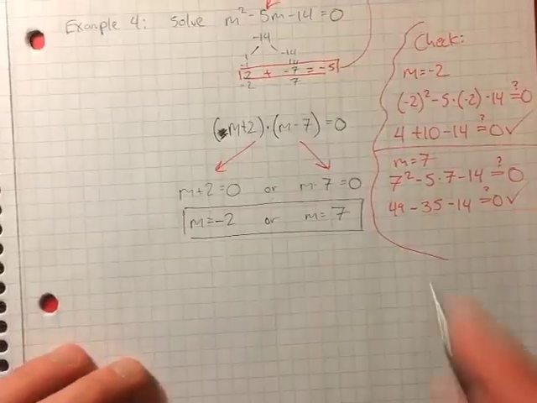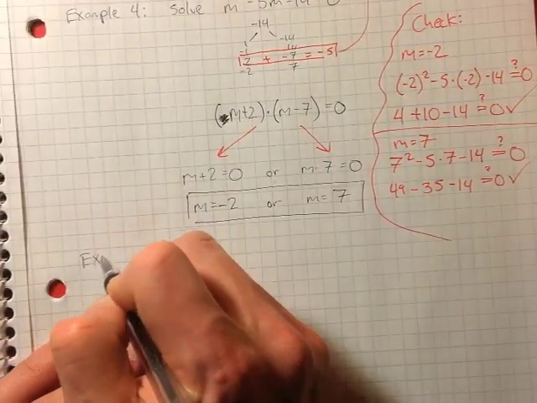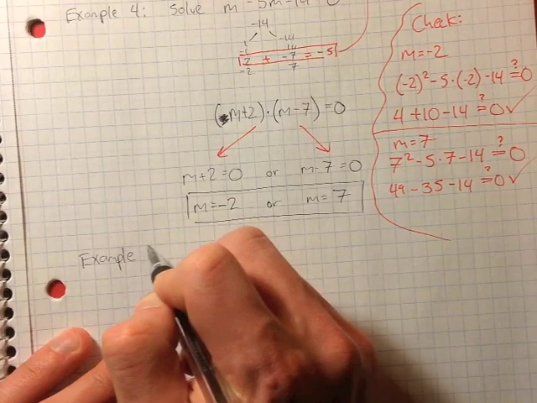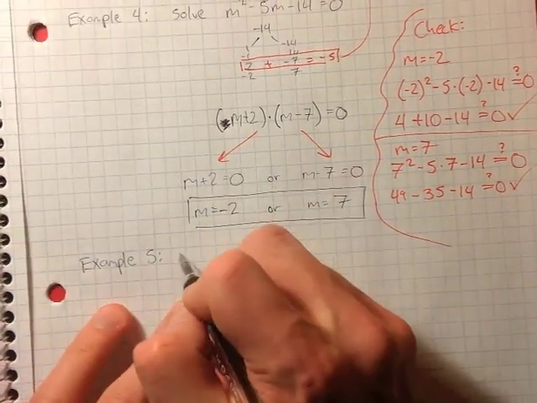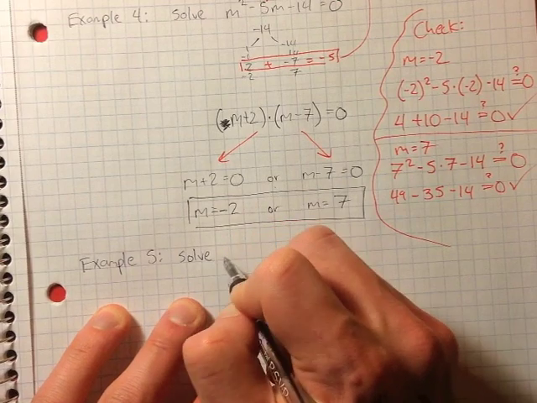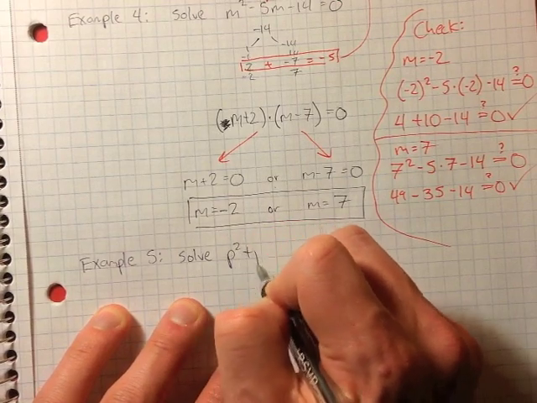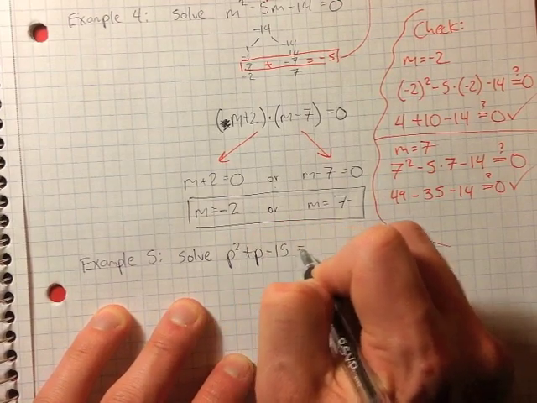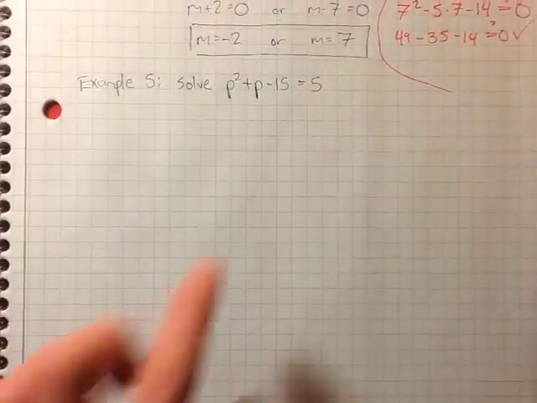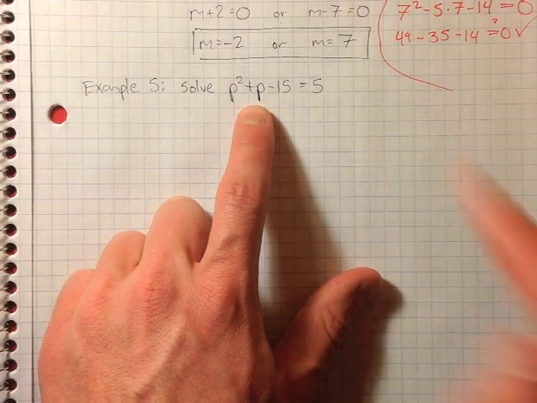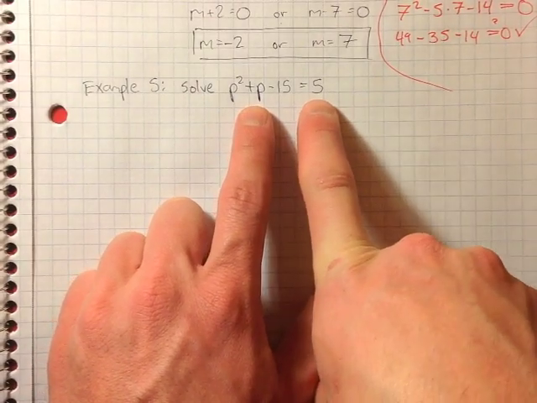Okay, let's look at another example. I think you need to see a lot of different examples of this because this is a brand new skill and it's pretty difficult to do. How about this? Let's say we are asked to solve p squared plus p minus 15 equals 5. Now, if you see an equation like that, notice what we have over here. We have a number over here that's not 0.